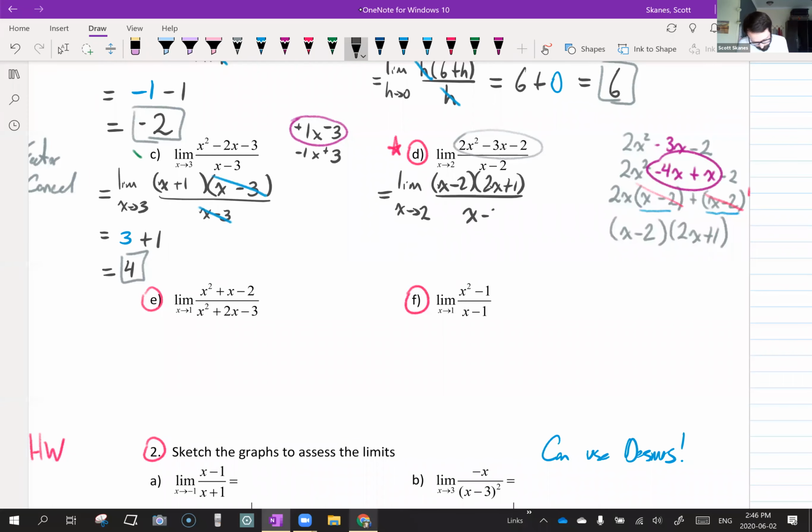And then the bottom. And once we have it in that form, we can cancel things. The x minus 2's can cancel, and we can do our direct substitution. That's 4 plus 1, which is 5. So that's a tricky one.